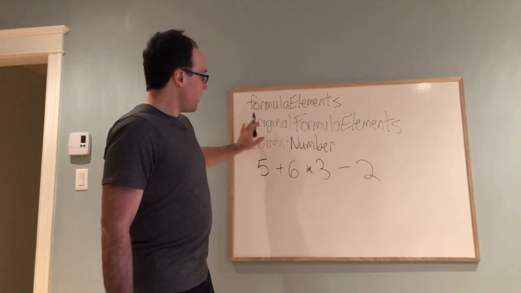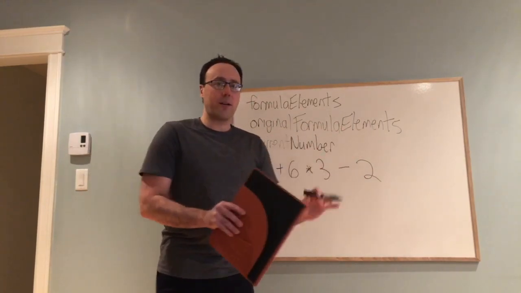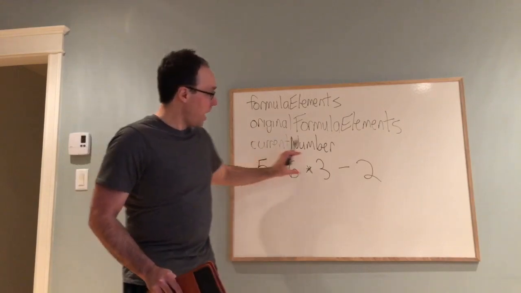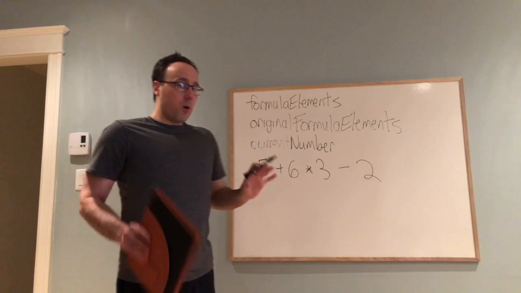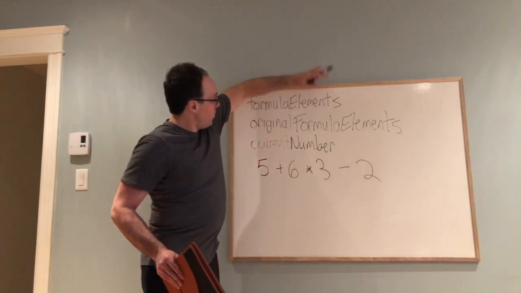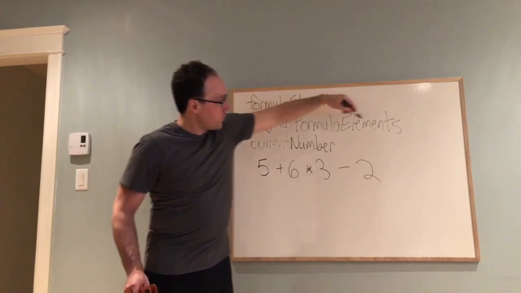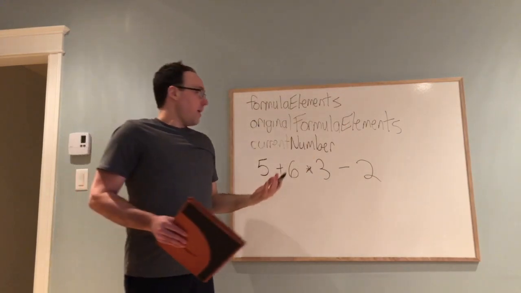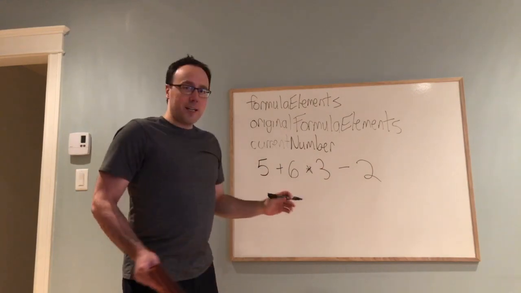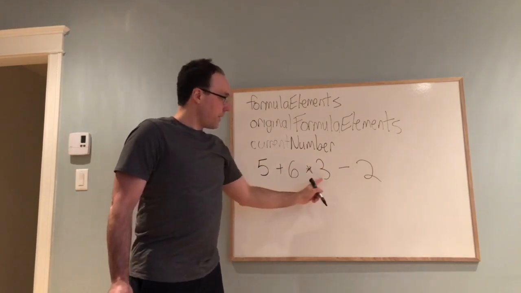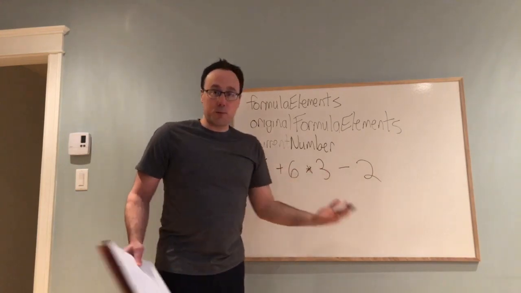And the reason we need this original formula elements is because as we're typing into our calculator, we have to be able to display what the user has typed, okay? Now, if we were to not use our formula elements array, and we're only going to use the original formula elements, then this problem becomes fairly challenging. And the reason is because we have to solve multiplication and division before we can do addition and subtraction.